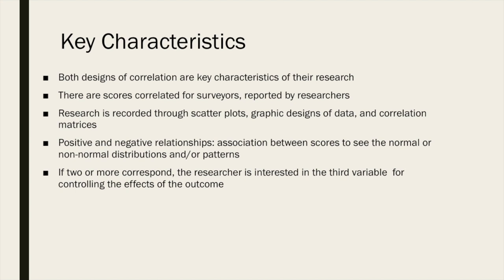Some key characteristics of correlation are both designs of correlation are key characteristics of their research. There are scores correlated for surveyors reported by researchers. Research is recorded through scatter plots, other designs of data, and correlated materials. Positive and negative relationships, association between scores to see the normal and non-normal distributions and patterns. And if two or more variables correspond with each other, the relationship is changed, and the researcher is only interested in the third variable.